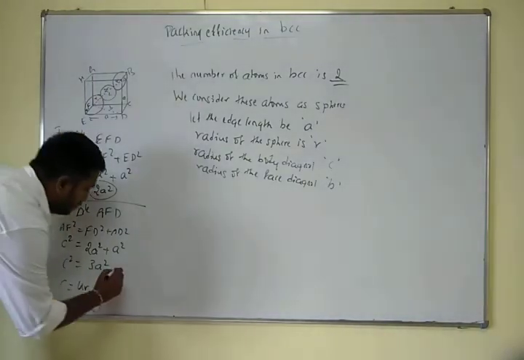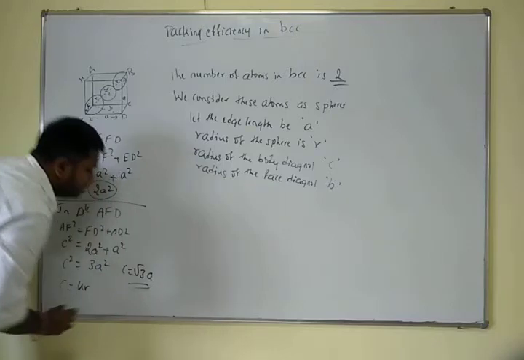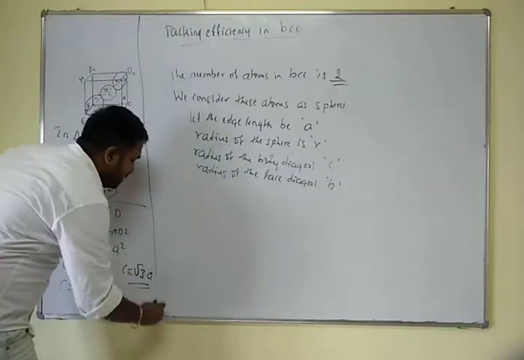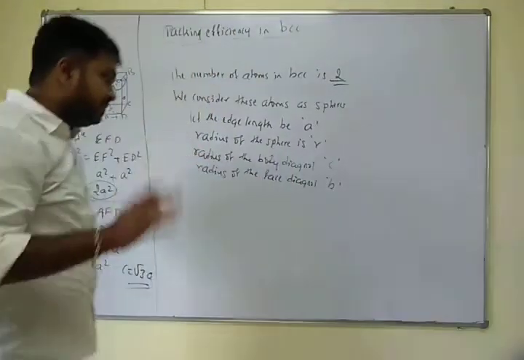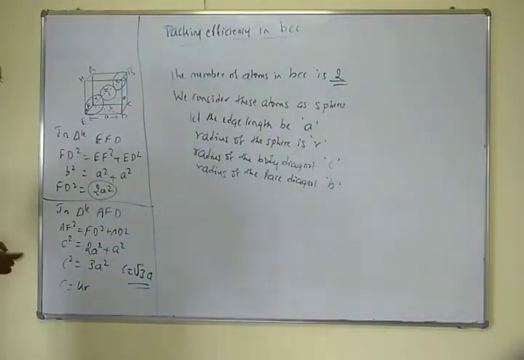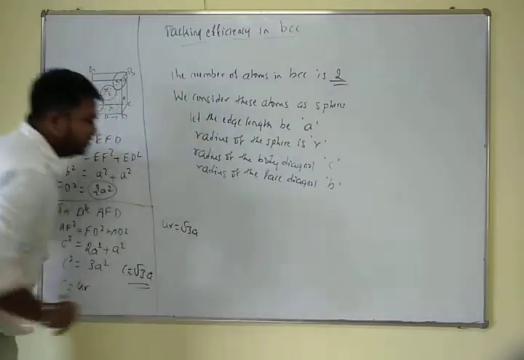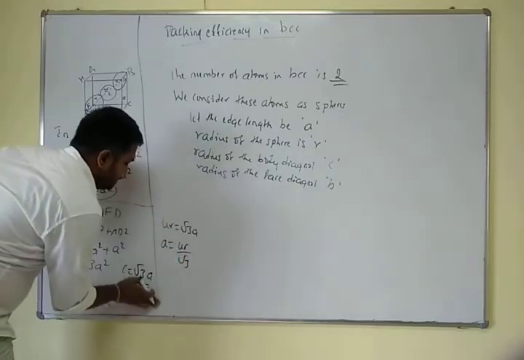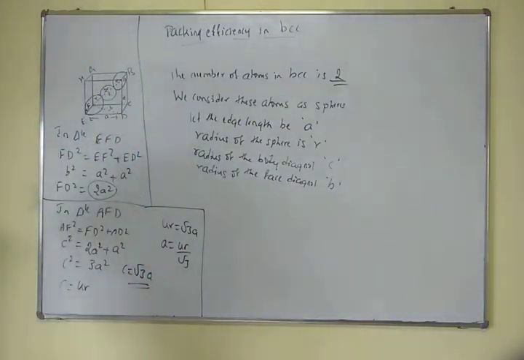Now C equals root 3 A. Let us calculate, because we need the value of A in order to calculate the total volume of the unit cell. We have C equals root 3 A and C equals 4R. So 4R equals root 3 A. Clear? So A is 4R by root 3. It is very simple now, we have got the value of A.